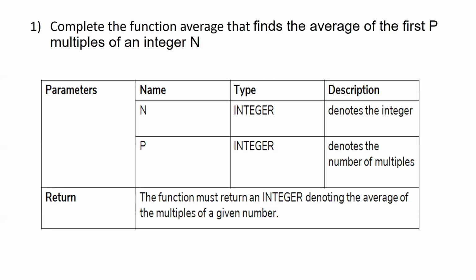Now coming to the first question, we have to complete a given function average that finds the average of the first p multiples of the integer n. That function takes two parameters, both of type integer: the first is n and the second one is p. Both represent integers, and we have to return an integer denoting the average of the p multiples of the given number.